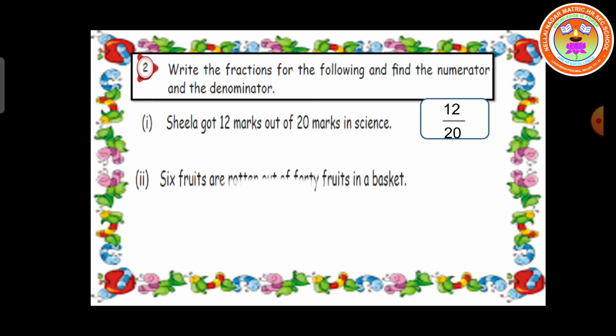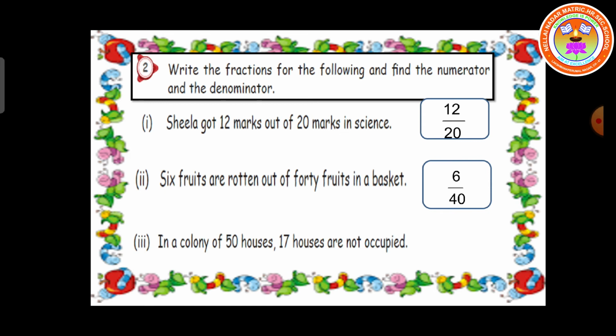Second problem. 6 fruits are rotten out of 40 fruits in a basket. So 40 fruits is the denominator. Out of 40 fruits, 6 fruits are rotten. So 6 fruits is the numerator. So the fraction is 6 by 40.